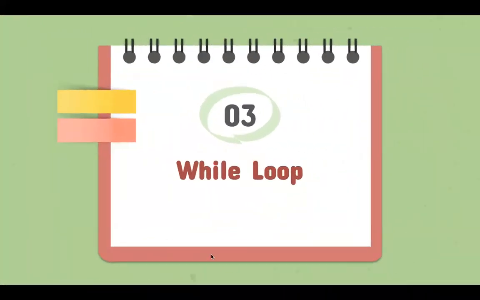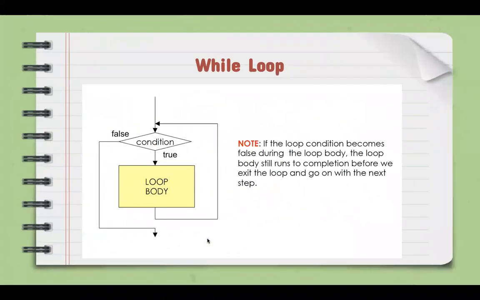And now we can move on to while loops. Here's the basic functionality of a while loop. If you remember with for loops, they function on the premise that we knew when the loop would start and end. But the while loop is different. If the loop condition becomes false, the loop body still runs to completion before you exit the loop and go to the next step. So essentially the while loop functions as until a condition is false. We generally use a while loop because we don't know when the start and end is.